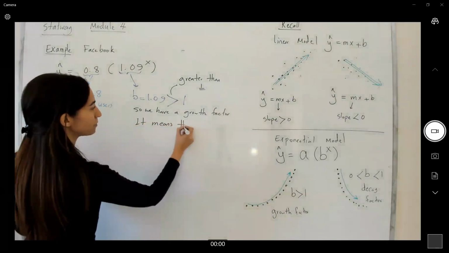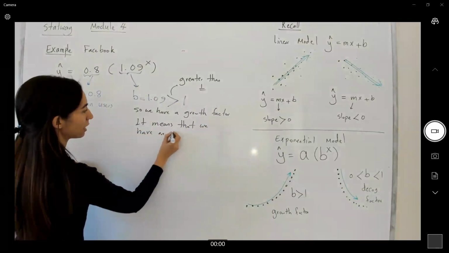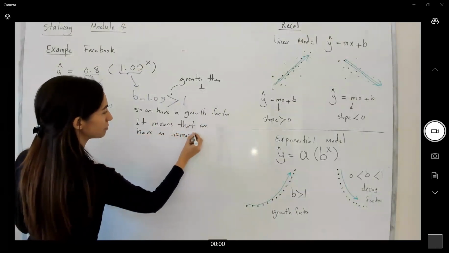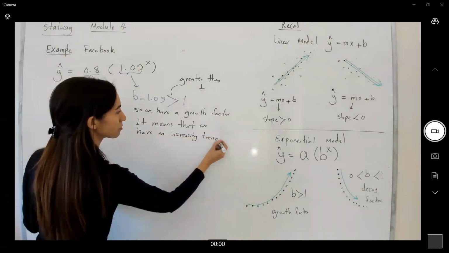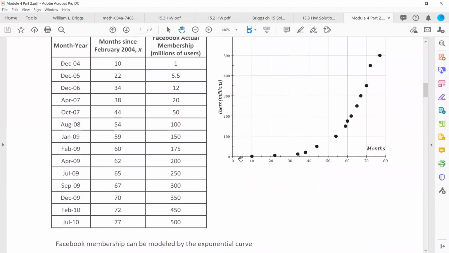It means that we have an increasing trend. And by looking at our graph, let's take a look at our graph. You see, we read graphs from left to right. From left to right, this is an increasing pattern, an increasing exponential pattern.